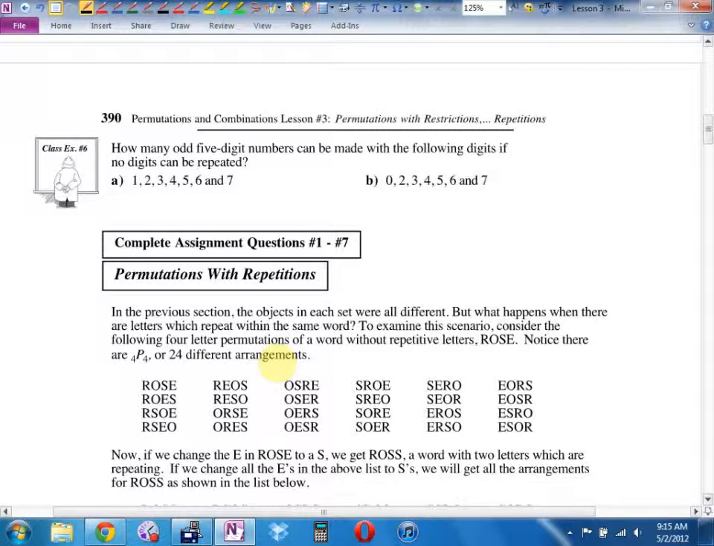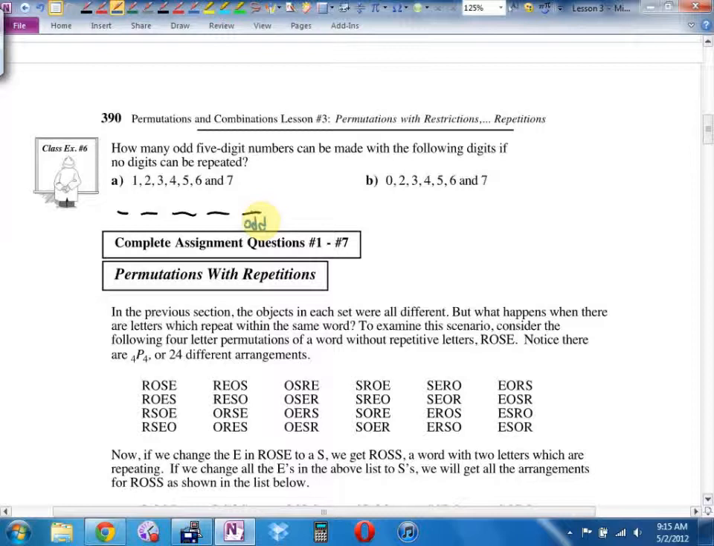Example 6 says, how many odd 5-digit numbers can be made with the following digits if no digits can be repeated? Okay. How long are the numbers? How many digits long? 5? I think I can draw 5 blanks. There might be a shortcut, but I can draw this out. 1, 2, 3, 4, 5. We want this to be an odd number, right? So that means this has to be odd. That's my restriction. That's my condition.